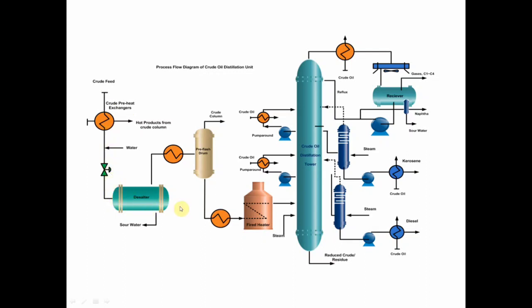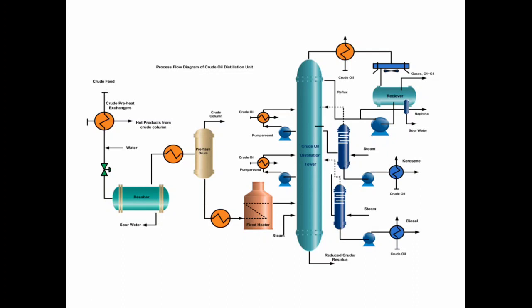In the desalter, the salt contents are removed, mostly calcium and magnesium salts. When these crude oils are pumped into the desalter, it helps to remove the salt content from the crude oil. And if these salts are left in the crude oil, then in the refinery plants, the overhead will be corroded. The other equipment or units will be corroded too, because when there is salt, there is high corrosion with it.